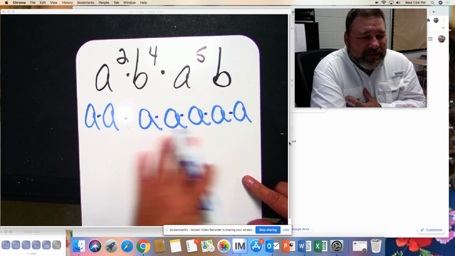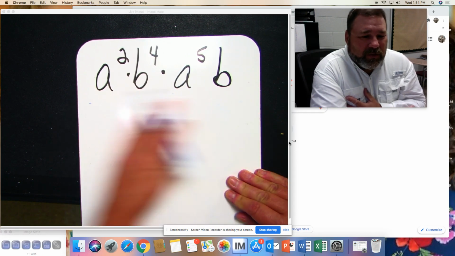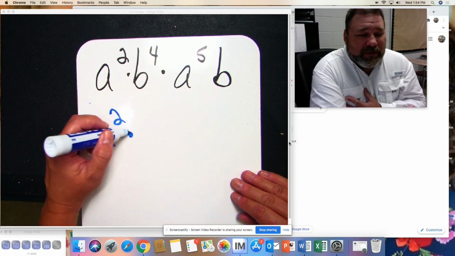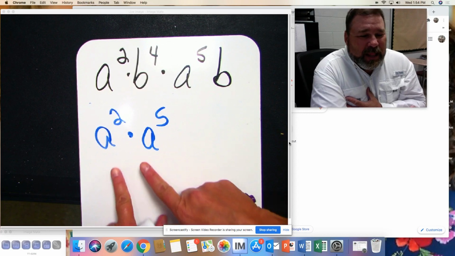Yeah, this takes too long to write out. Yeah, that's way too long. So let's do the shortcut. Love the shortcut, Miss Powell. Miss Powell likes shortcuts. So let's group the a's together.